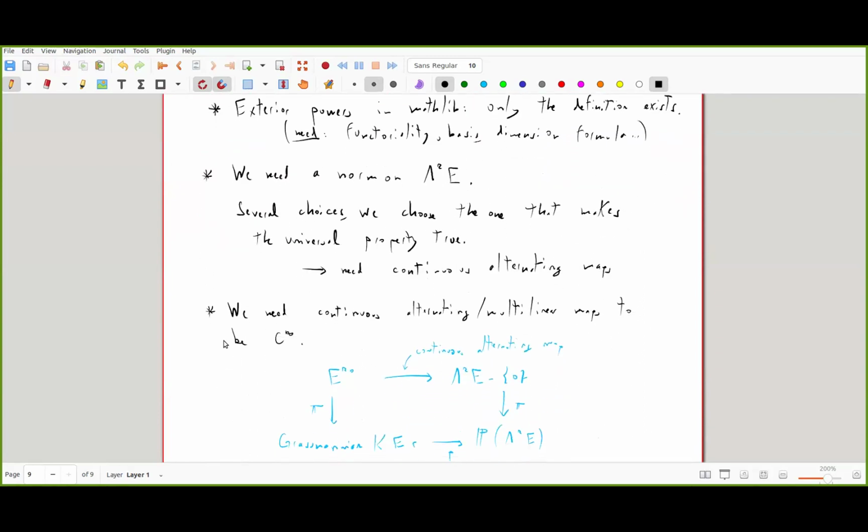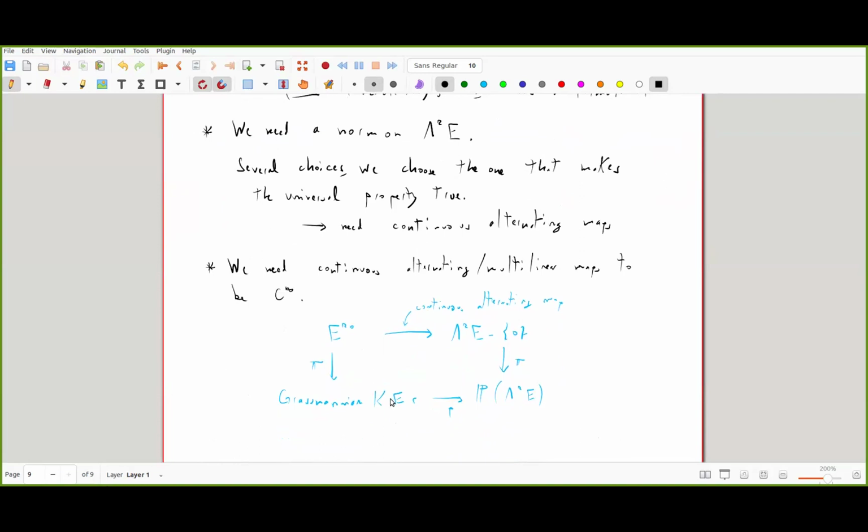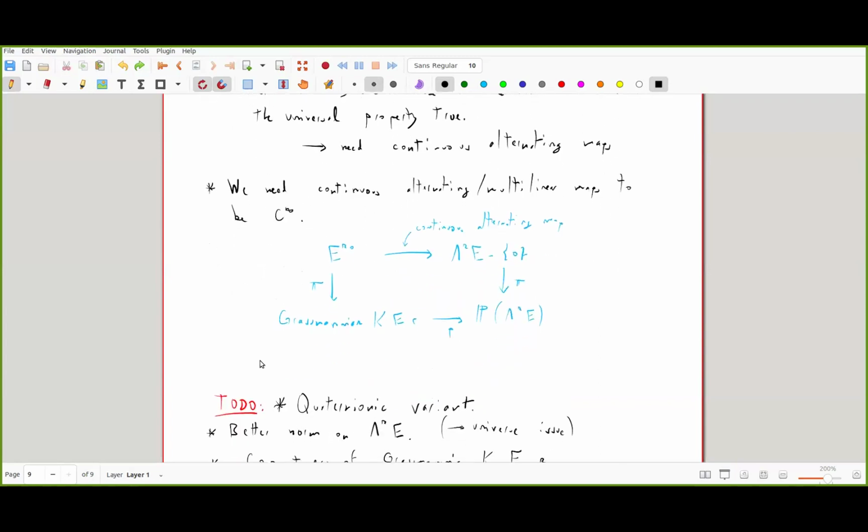Third, once you have defined a Plücker map, you want to prove it smooth. How do you prove it smooth? Sorry, you lift it here. When you lift it, it becomes a canonical continuous alternating map. We do not know that continuous alternating maps are smooth in MathLib, so you have to prove that too. Okay, and that's the end.